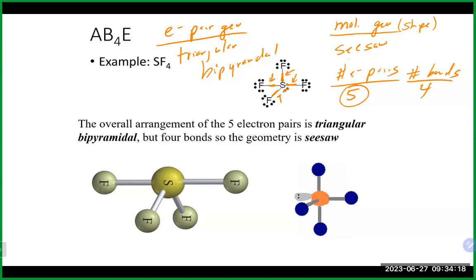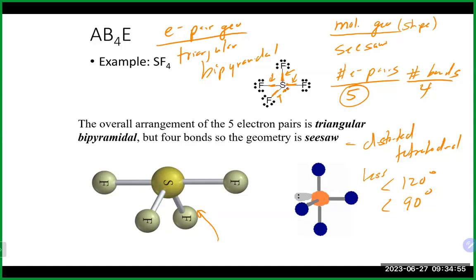Some people call this a distorted tetrahedral. If you're old like me, sometimes that pops up. So sometimes people will call that a distorted tetrahedral. I think your book and most books call it seesaw now. It kind of looks like a seesaw, which is why they go with that. And the seesaw has bond angles of a little less than 120 and a little less than 90 degrees. Any questions on that one there?